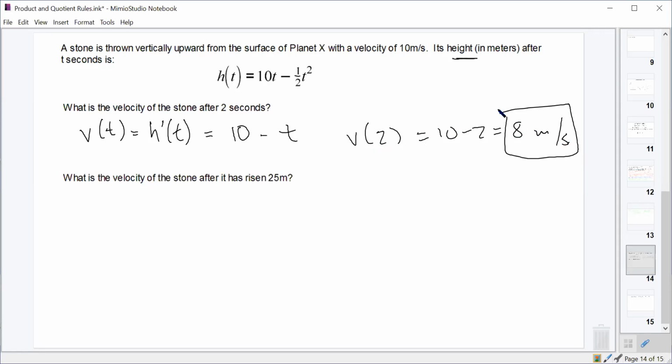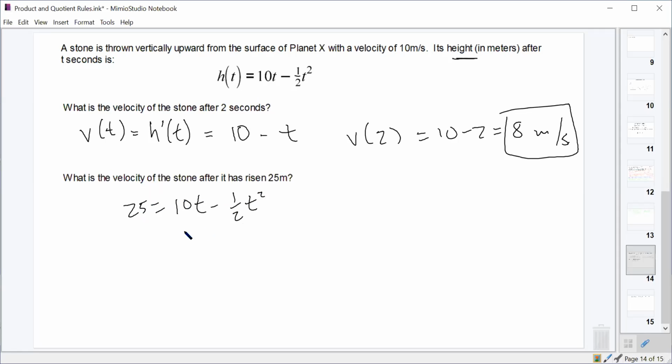So what about this one? The velocity of the stone after it has risen 25 meters. Well, how do we figure that out? We find out what t is when the height is 25 meters. Right, we've got to figure out what t is when the height is 25. So our height is 25 equals 10t minus 1/2 t squared.